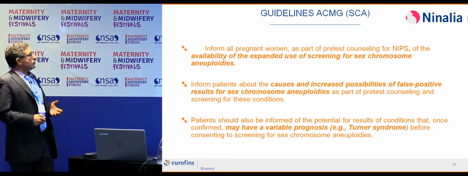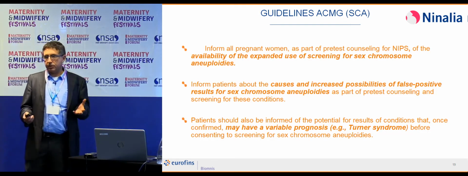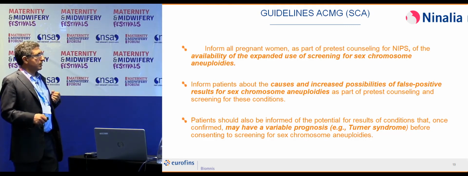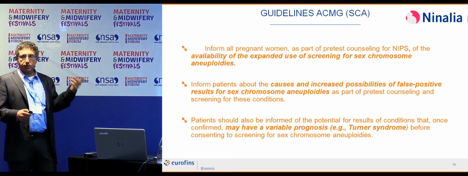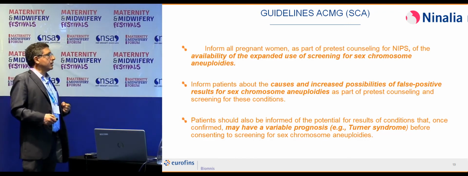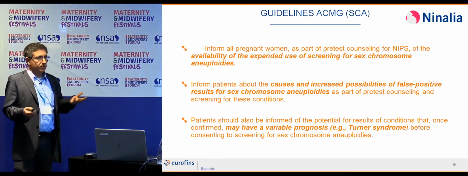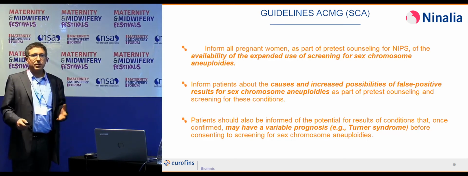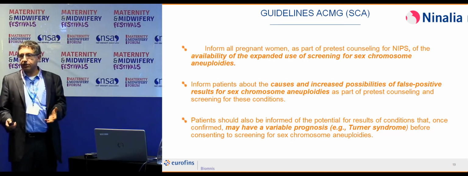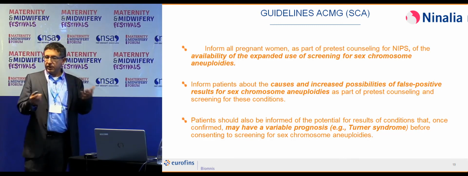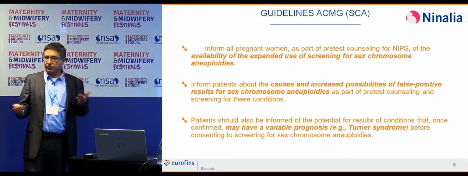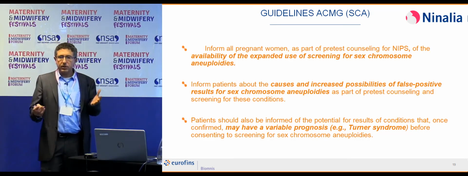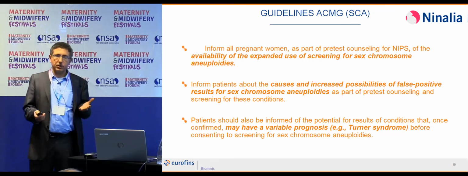We have to inform all women that it's possible to look for sex chromosome aneuploidies, but with caution, because there are more false positives, even more than for trisomy 13, in sex chromosome aneuploidy. The patient must be informed. And they have to be informed also that even if there is then a diagnosis of Turner or Klinefelter, the phenotype can be very different from one baby to another. So sex chromosome aneuploidy can be an issue for genetic counseling.